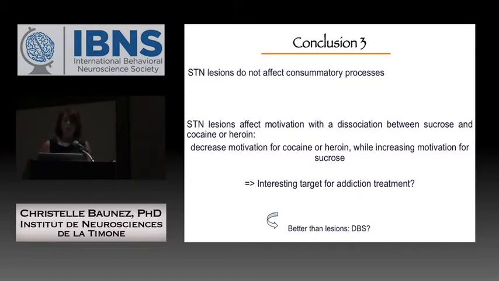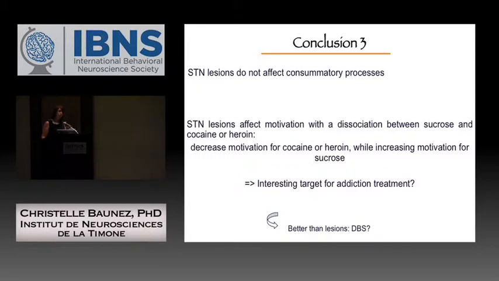But you may argue that it's a lesion you're showing us. We don't want to make a lesion in an addict's brain. So we have a tool. We have DBS, and we know how to apply it in the STN. So that was the next step, of course, of our experiments. Better than lesions, could STN DBS be a possible treatment for drug addiction?